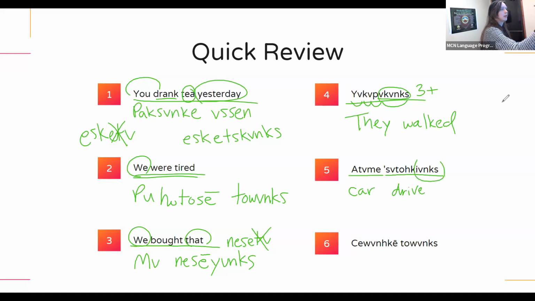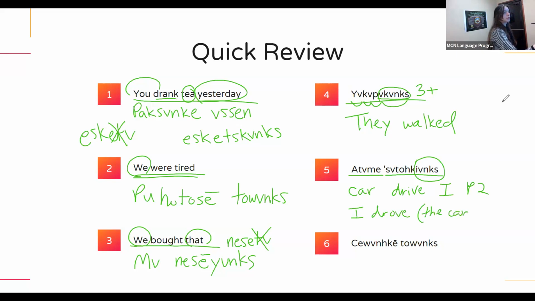And then right here, a yunk, so it's I, and then past 2. So I drove, and then the car. I was told it doesn't sound right if you don't include the word car in it. So in English, we would just say I drove, but in Mvskoke, it would be I drove the car. So that's why I put it in parentheses, because we won't really say it in English, but it's there.